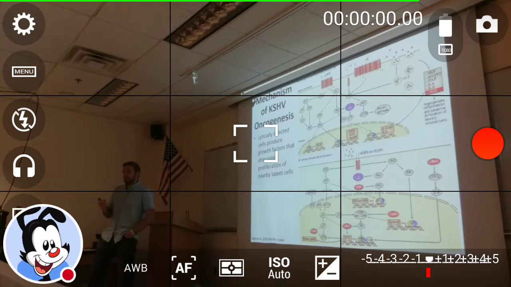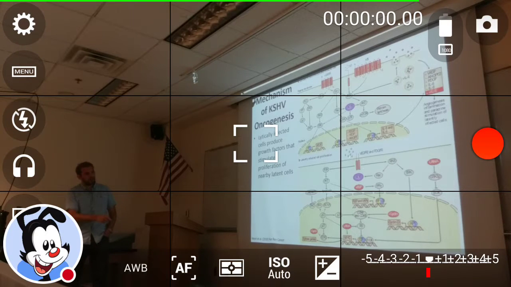So what KSHV does, there's actually an interplay between the cells that have gotten reactivated to be lytic and the ones that stay latent. And what happens is the lytic cells, some of the viral proteins, will enter the nucleus, upregulate transcription factors like VEGF, IL-6, IL-8. It actually makes viral-like IL-6. What this does, it makes a bunch of factors that act in a paracrine. You guys know what paracrine means? In a paracrine fashion, so it works on the neighboring cells that are not lytic, so that are latent.